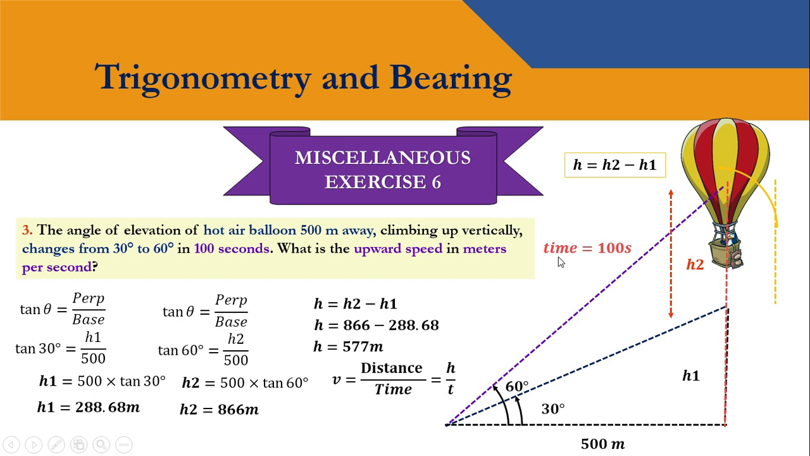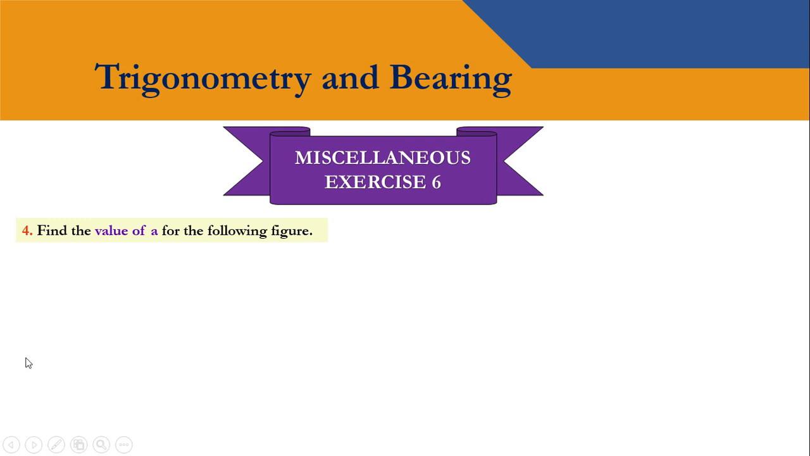We have the value of time, which is 100 seconds, and we have the value of distance, which is 577 meters. Now putting the values into the equation, we get the upward speed in meters per second, which is equal to 5.77 meters per second. So that's all about question number 3. Now moving toward question number 4.